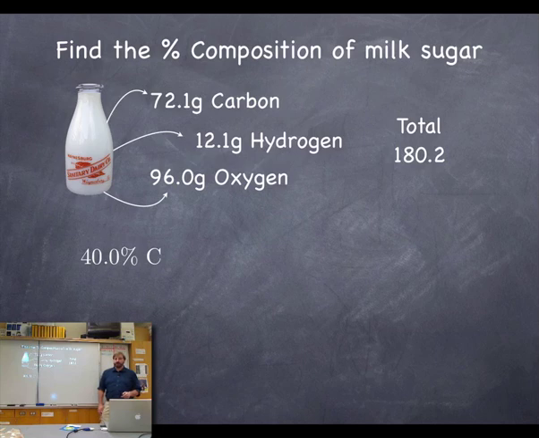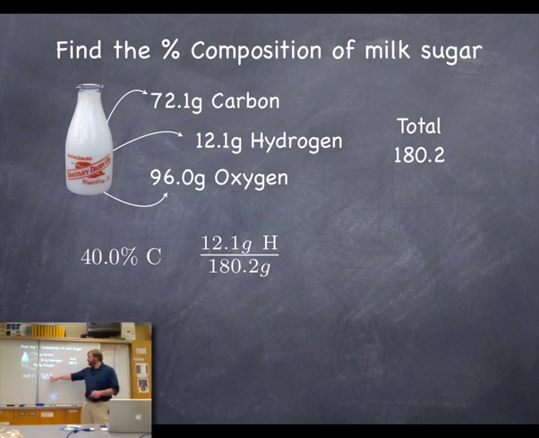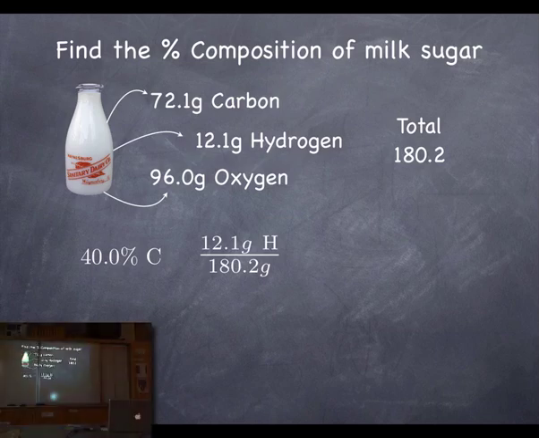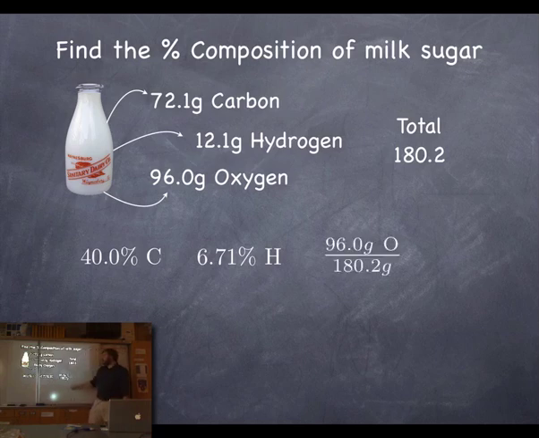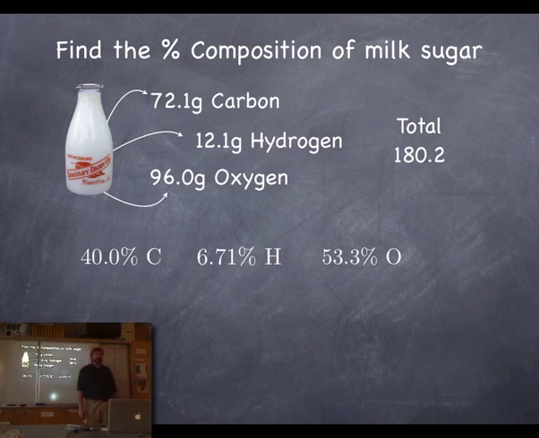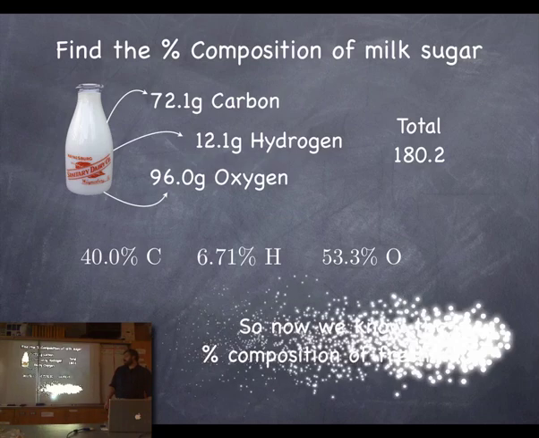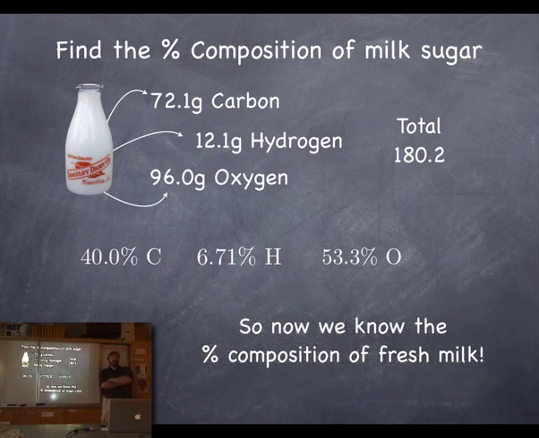So 72.1 grams of carbon divided by 180.2 gives us 40.0% carbon. Do the same thing with the hydrogen. 12.1 grams gives me 6.71% hydrogen. And 96.0 grams of oxygen gives me 53.3% oxygen. So that's our percent composition, or the percent by mass, of the milk.